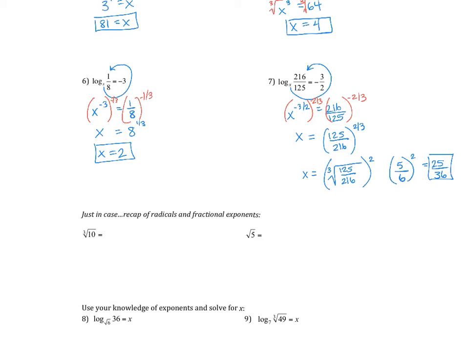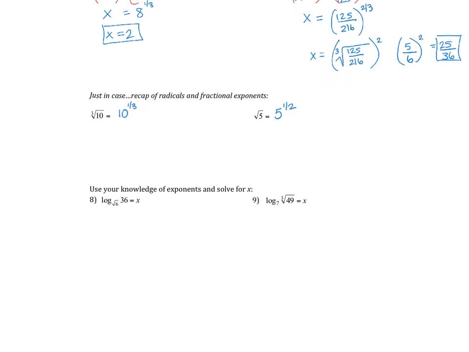Okay, so lastly, we're going to do just a quick recap. Remember that when you have the cube root of a value, so here we have the cube root of 10, that's the same as saying 10 to the 1/3 power. And if you have just 5 under the radical, remember that's the square root of 5, and that is equivalent to saying 5 to the power of 1/2. So let's look at the last two examples here on the bottom, number 8 and number 9.